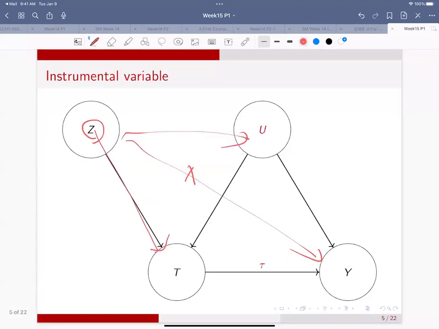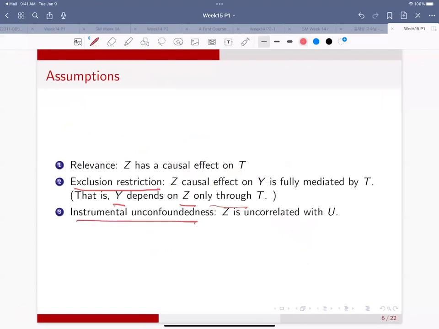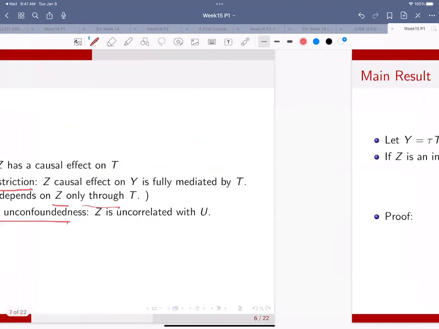And then the third relation, so 1, 2, 3, right? The third relationship is that the relationship between Z and U is totally independent, uncorrelated. So that is the instrumental unconfoundedness. So Z is uncorrelated with U. So these are the three assumptions, and under these three assumptions, we can do something.